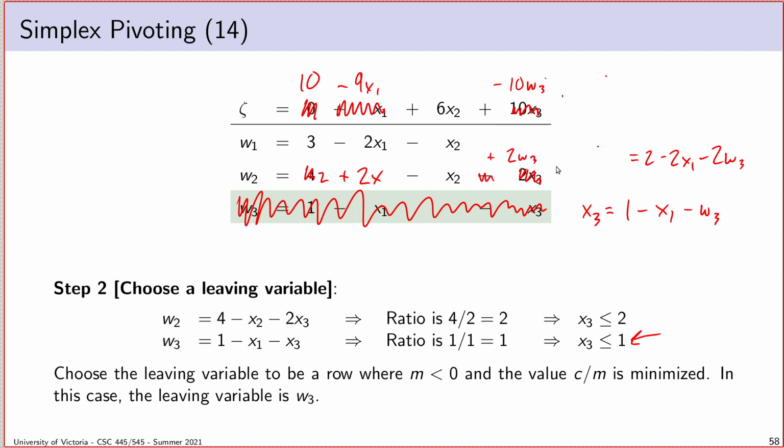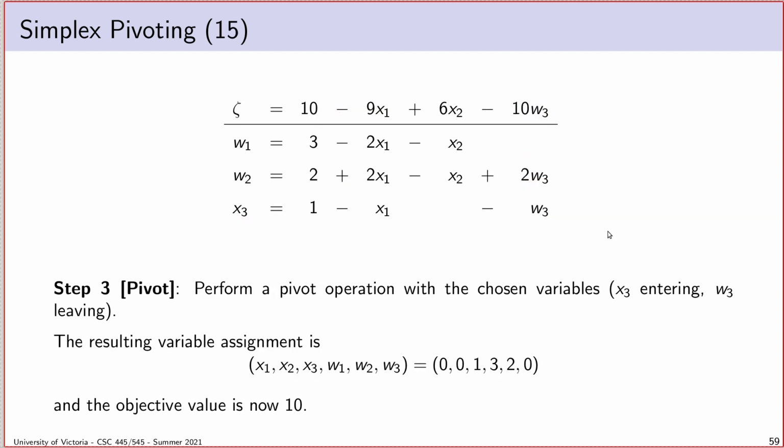All right, so I've butchered it a bit, but what I should end up with is zeta equals 10 minus 9x1 plus 6x2 minus 10w3. w1 is the same. w2 is 2 plus 2x1 minus x2 plus 2w3, and then x3 equals 1 minus x1 minus w3. Let's hope I lucked out here. I mean, it looks much neater on this slide, but it also looks like it all matches up.